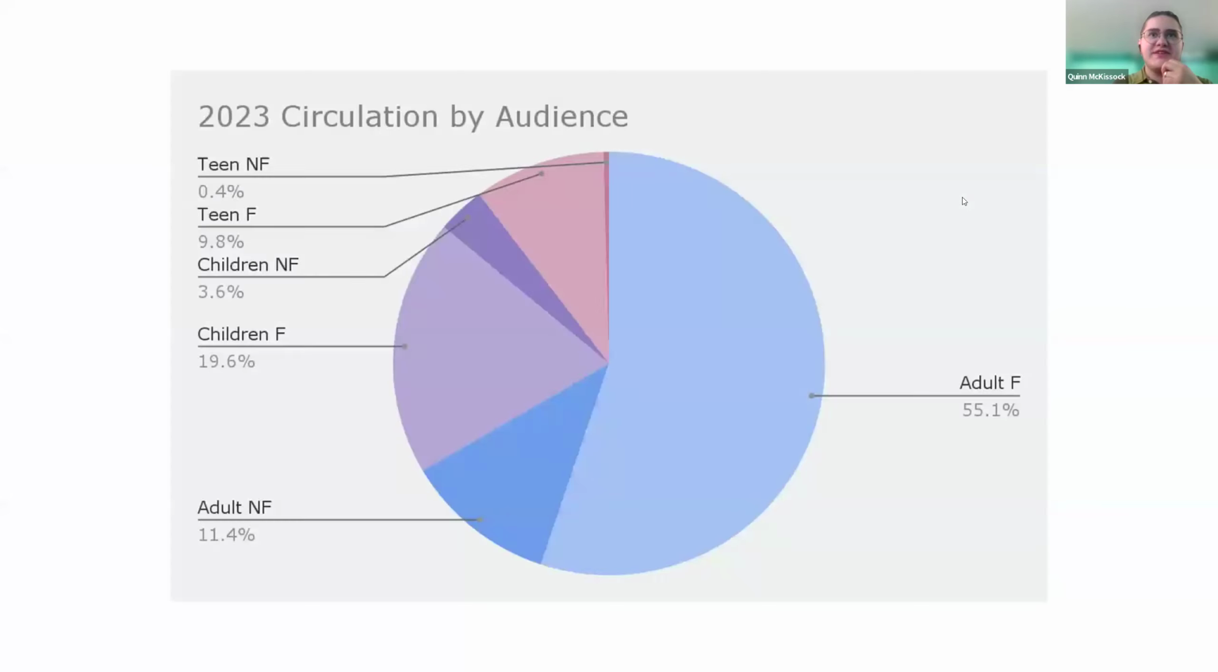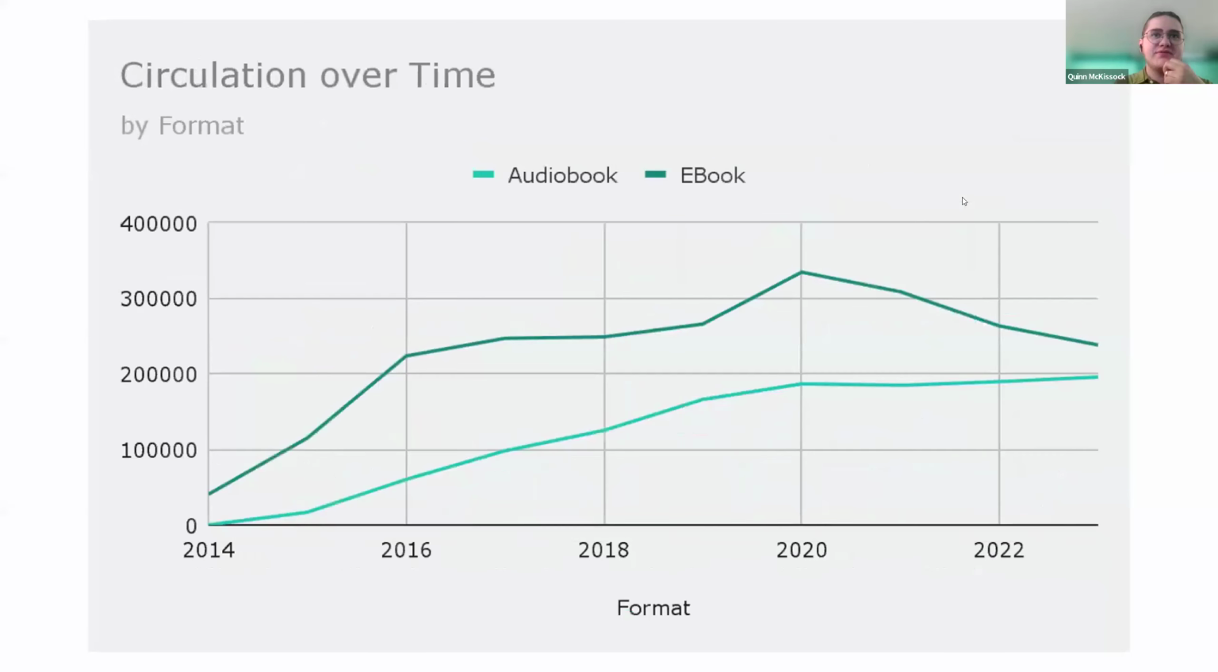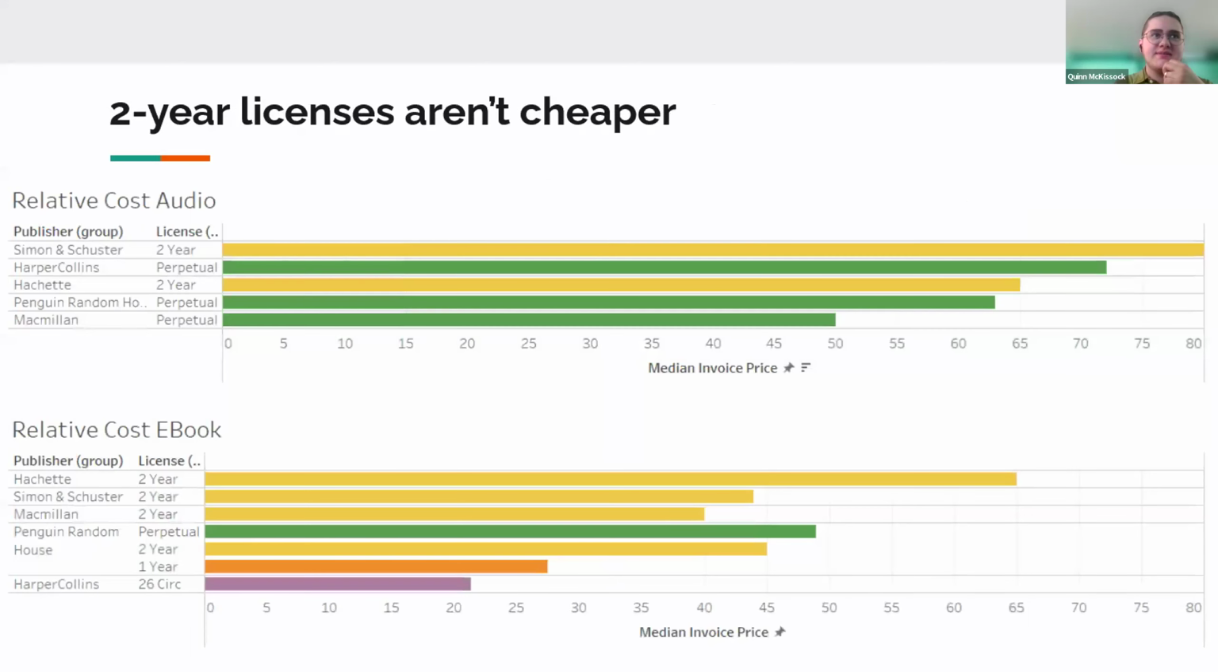Oh, actually, I'm realizing I don't need to pull it up from a file. I believe, actually, yeah, this. So this is specifically 2023 costs. And so we're seeing, right, that for audiobooks, our most expensive, and these are of the big five, is going to be Simon & Schuster. And then the most expensive in terms of ebooks is going to be Hachette.